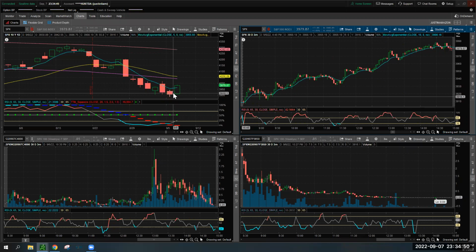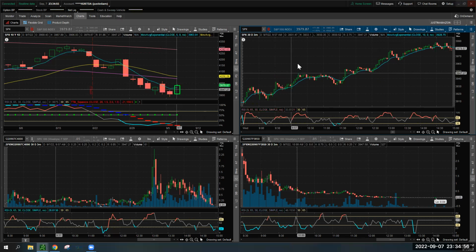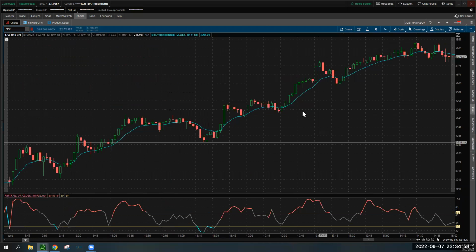So we had a very small gap up, really, really small, and it ran. So this is the daily here. That's what happened. Let's zoom in on the 5 minute. I'm sorry, the 3 minute. I'm going to have to get used to all this.